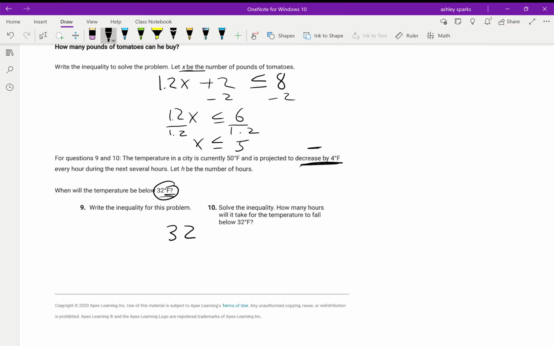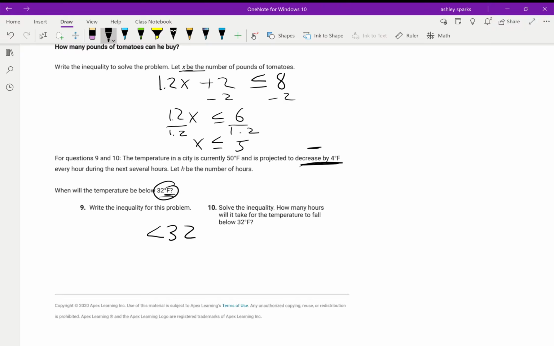Below 32 degrees Fahrenheit. So what I want is for my problem to end up being below the 32 degrees Fahrenheit. It's not below or equal to, it's strictly going to be below in this situation. So I want it to be less than that 32, which means 32 gets the big side, and my point goes the other way.